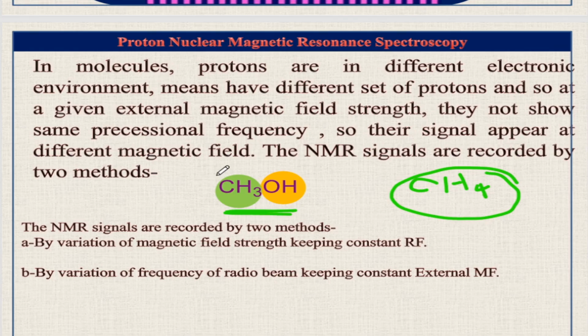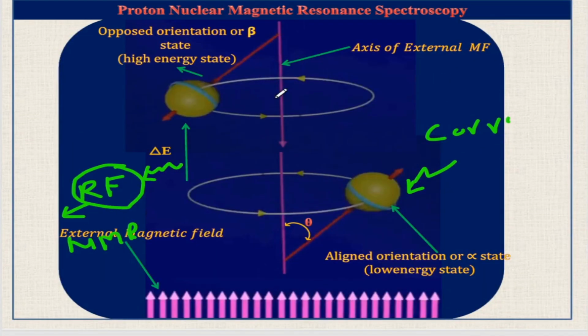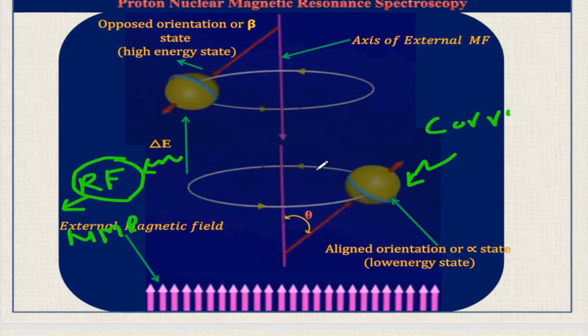For the transition of a nucleus, the precession frequency and the radio wave frequency should be matched, then transition is possible, otherwise not. This condition is called nuclear magnetic resonance. The precessional frequency and radio wave frequency should be matched for the transition.